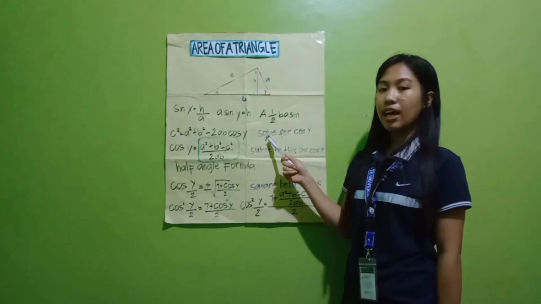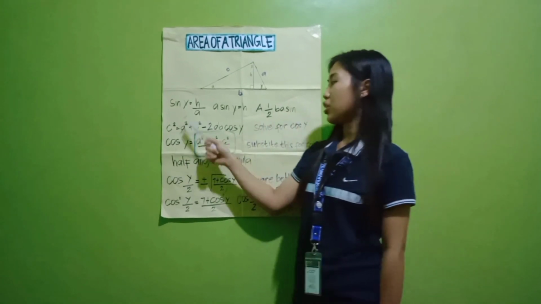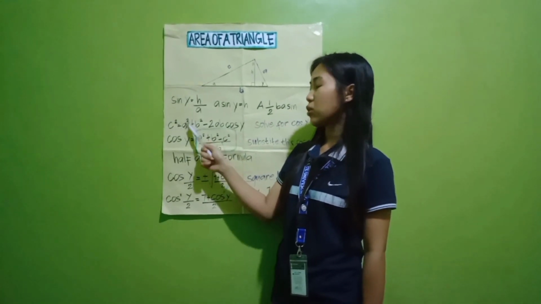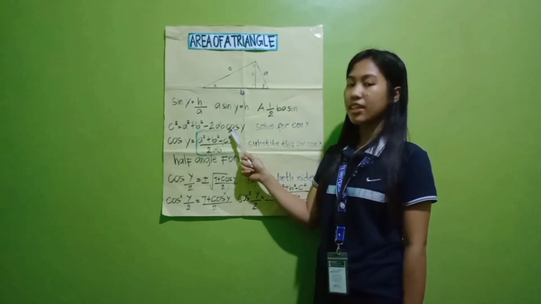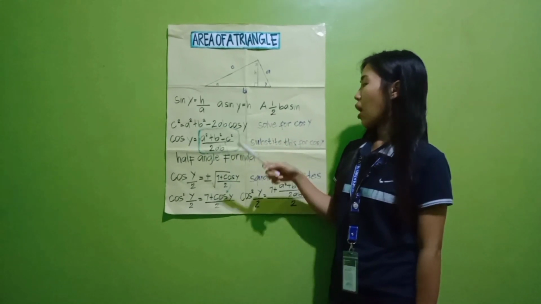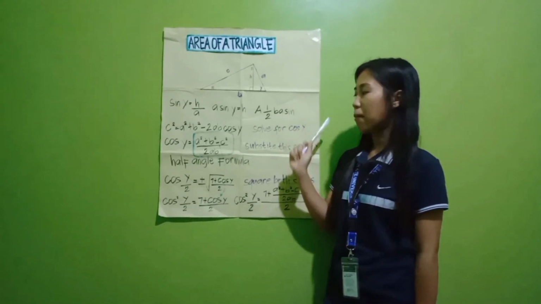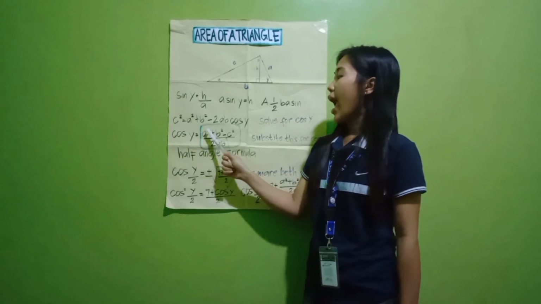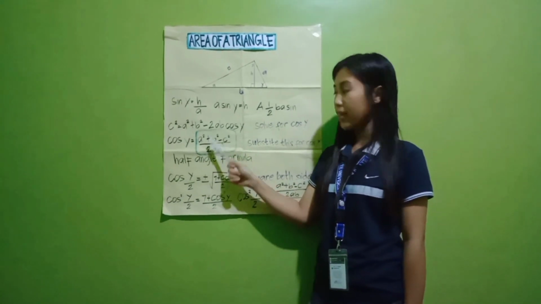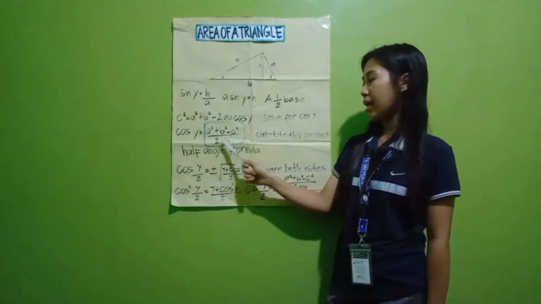Now let us solve for cosine gamma. From the law of cosines, c squared is equal to a squared plus b squared minus 2ab cosine gamma. So cosine gamma is equal to a squared plus b squared minus c squared over 2ab.